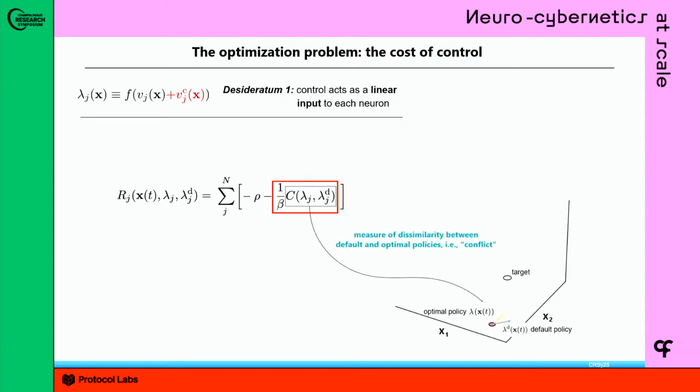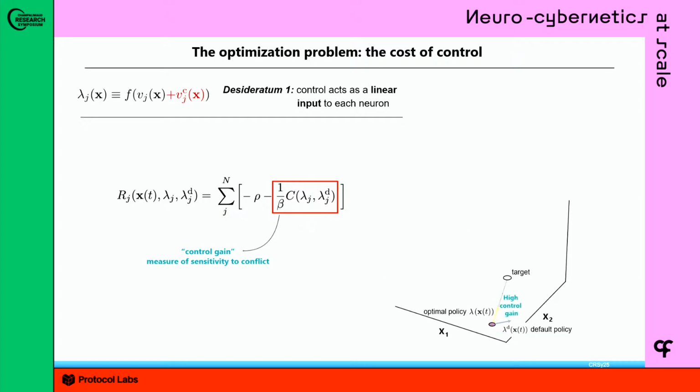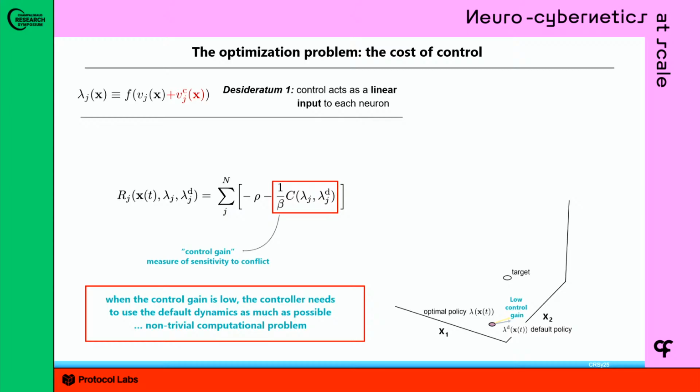So then we have this function C that measures the difference between the default and the optimal policies, or in other words, the amount of conflict. And then we have this constant beta that we call the control gain here. And this measures the sensitivity to this conflict. So if the control gain is high, the optimal policy can deviate a lot from the default policy and aim towards the target in a direct way. But if the control gain is low, then the optimal policy has to stick close to the default, which creates an interesting computational problem.